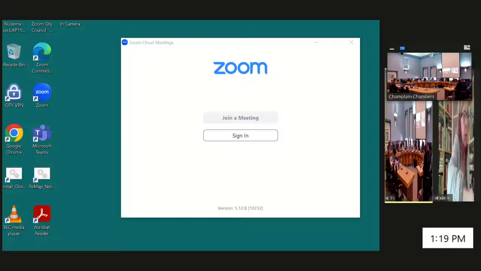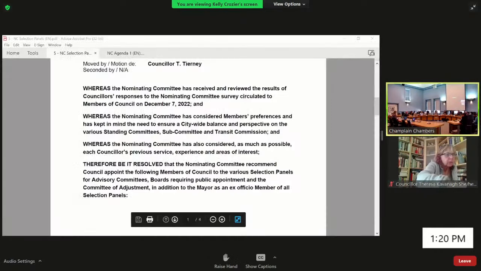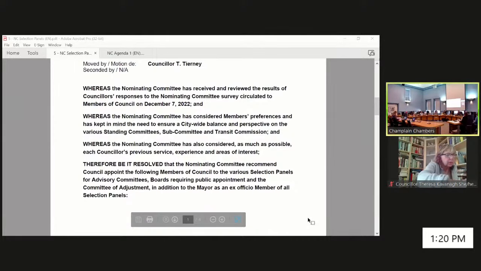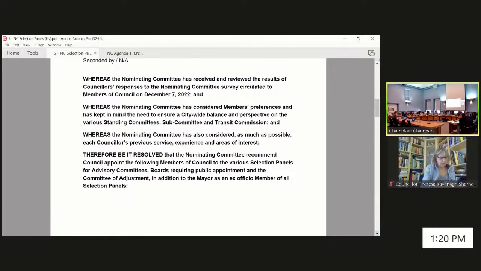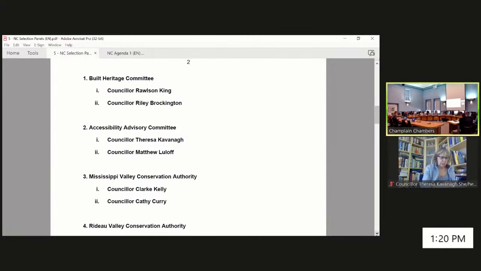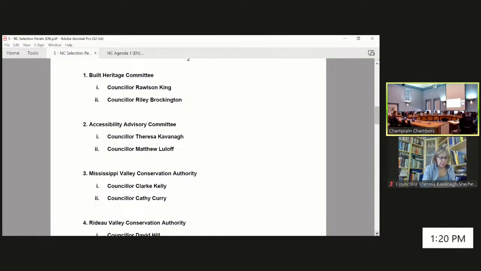Councillor Tierney. Great. Thank you, Mr. Mayor. I'll dispense with the whereas clauses as it's reflective of all the previous ones and go to therefore be it resolved that the nominating committee recommend council appointment of the following members of council to various selection panels for advisory committees, boards requiring public appointment, and committee of adjustment, in addition to the mayor's ex officio membership on all selection panels. One, the Built Heritage Committee, Councillor King and Councillor Brockington. Two, the Accessibility Advisory Committee, Councillor Kavanagh and Councillor Luloff.